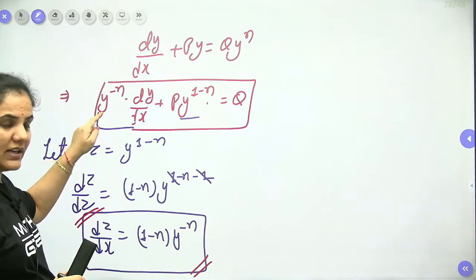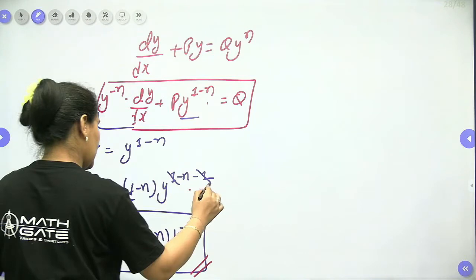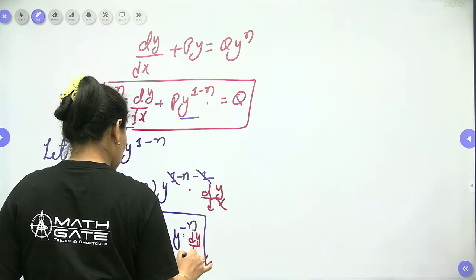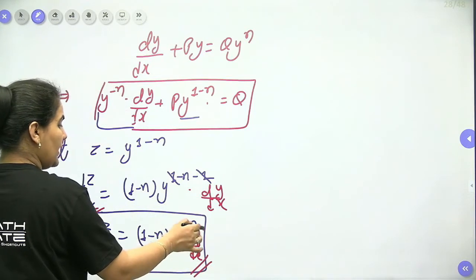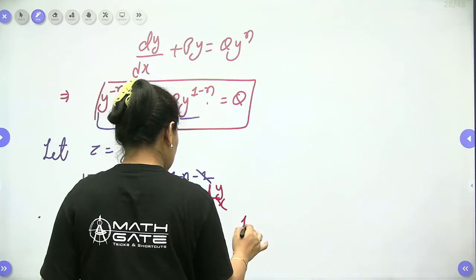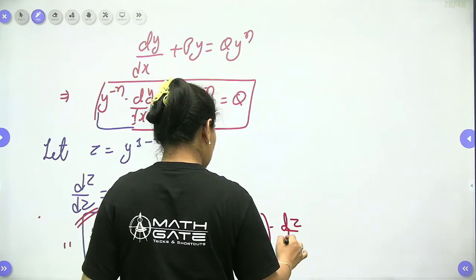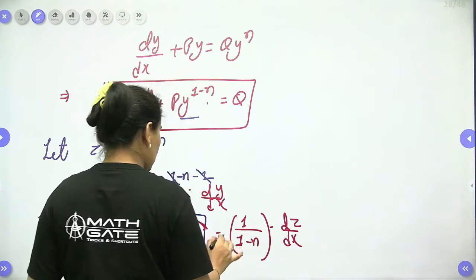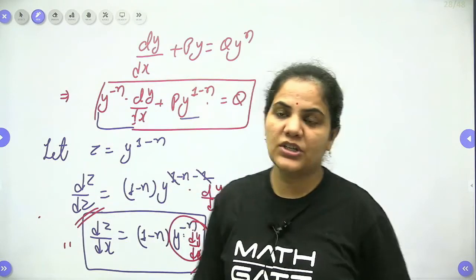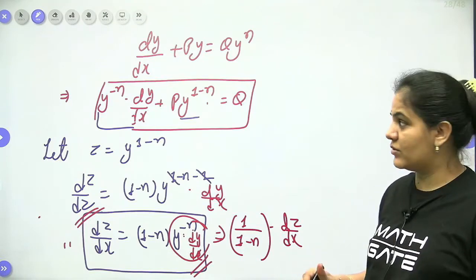In this particular equation, you can substitute, at the place of y to the power minus n dy by dx, 1 by 1 minus n into dz by dx. Let me write it down. So we can substitute this at the place of y power minus n dy by dx. Let's substitute and convert the equation into the form of z and x only.